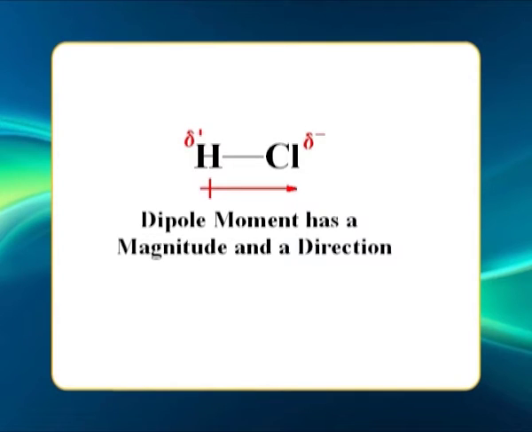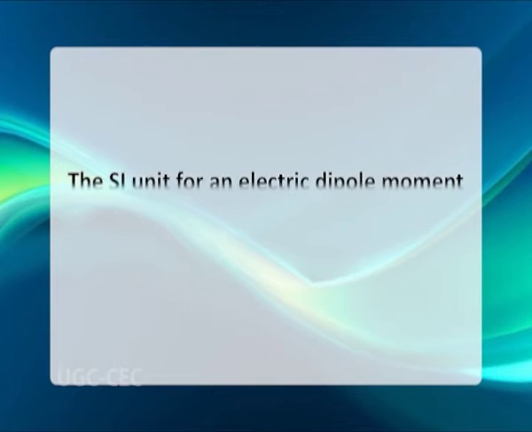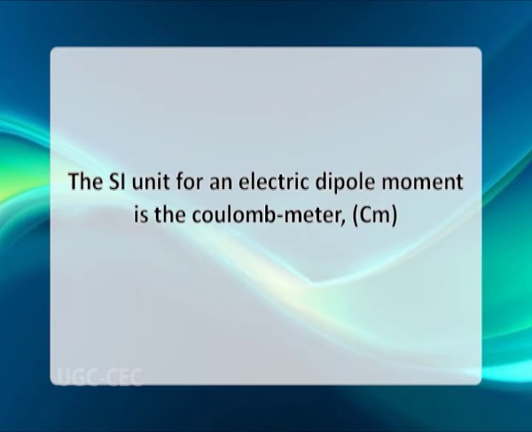It is a vector parallel to the bond axis and by convention points from minus to plus. Note that many texts appear to ignore the convention and point from plus to minus, which is totally wrong. The SI unit for an electric dipole moment is coulomb meter, that is C·m. Typical dipole moments for simple diatomic molecules are in the range of 0 to 11 debye.